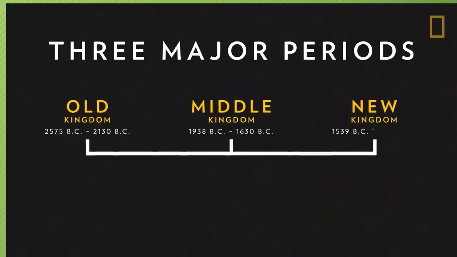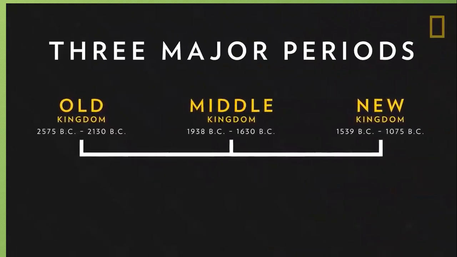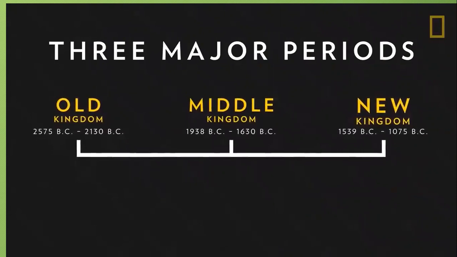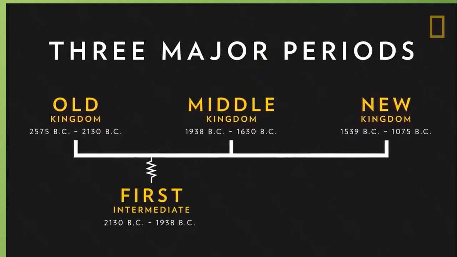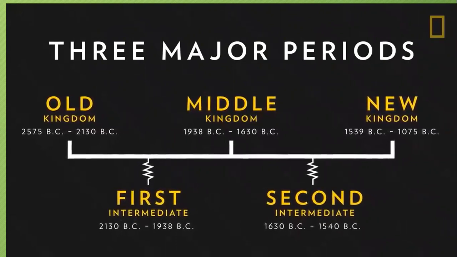The reign of this civilization can be divided into 3 major periods of prosperity, called the Old, Middle, and New Kingdoms, and 2 periods of instability in between, called the First and Second Intermediate Periods.